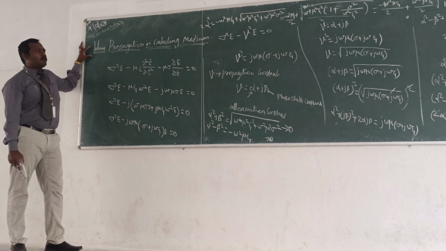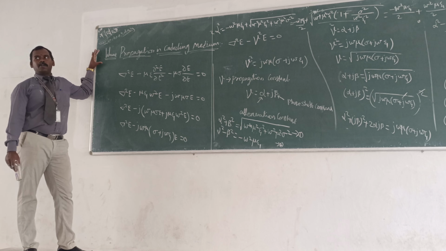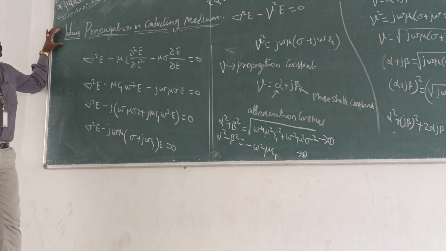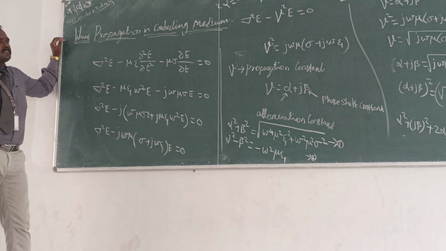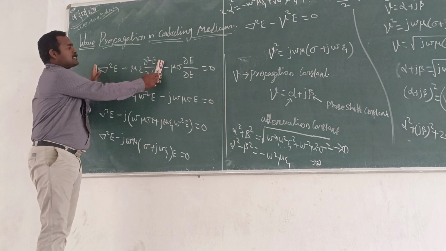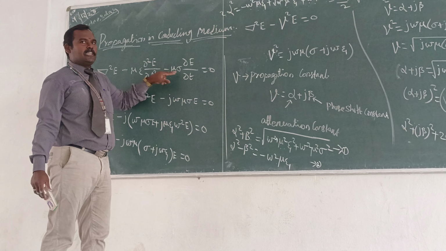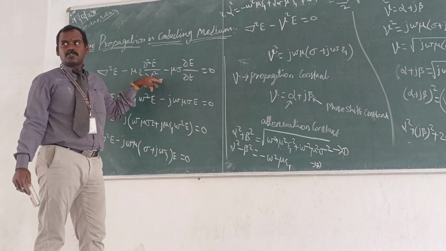We are going to discuss wave propagation in a conducting medium. Already we discussed wave propagation in free space. We discussed free space in the sense that there is no conductivity, so in the wave equation only these two terms were there. But here we are considering a conducting medium. It has conductivity, so we can write the usual wave equation.